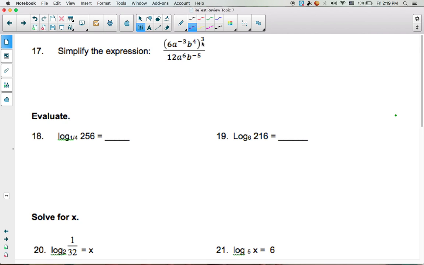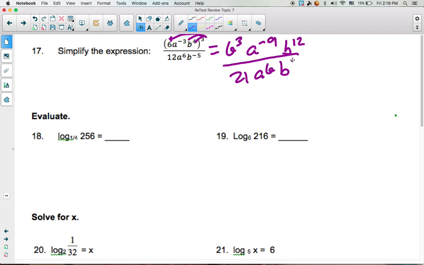Now, first thing we want to do is get rid of this power raised to a power. So your laws of exponents say when you have a power raised to a power, you multiply the exponents. So I have 6 to the first power, so 1 times 3 would be 3. We have an a, and negative 3 times 3 would give us negative 9. We're just multiplying the exponents. The bases do not change. B is 4, so 4 times 3 is 12. And then that's going to be divided by 12 a to the 6th b to the negative 5.